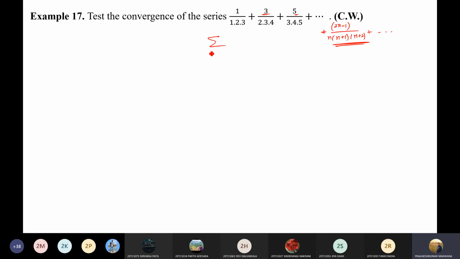So the series is written in this form: sum from n equal to 1 to infinity of 2n minus 1 upon n into n plus 1 into n plus 2. Is it clear, everyone? Yes, sir. Now compare this series with Un. So what is the value of Un? The nth term, that is 2n minus 1 upon n, n plus 1, n plus 2. Now applying the limit comparison test, we choose Vn. Anyone can say what is Vn here? 1 upon n square. Good.